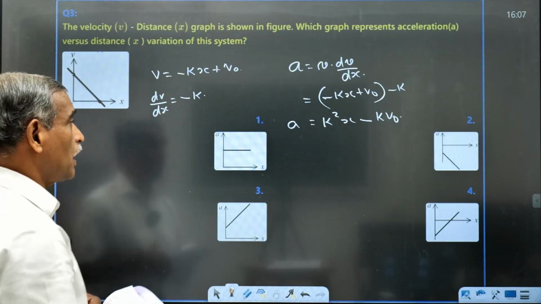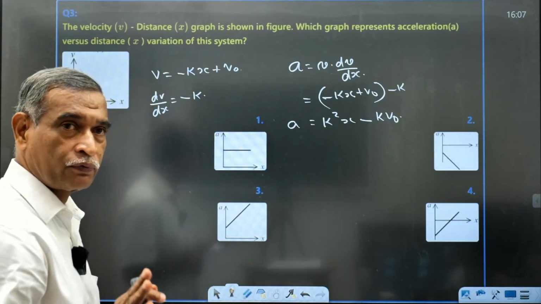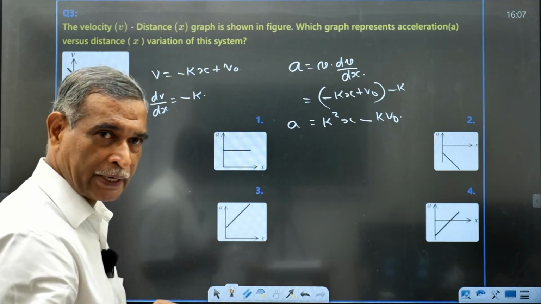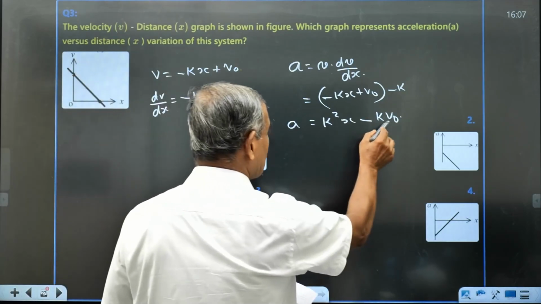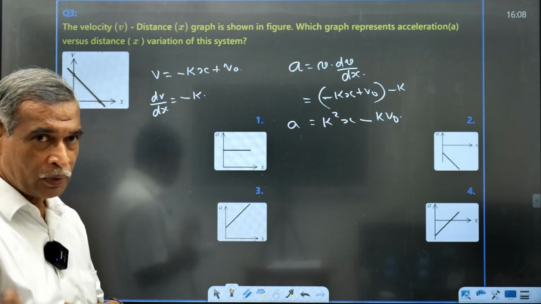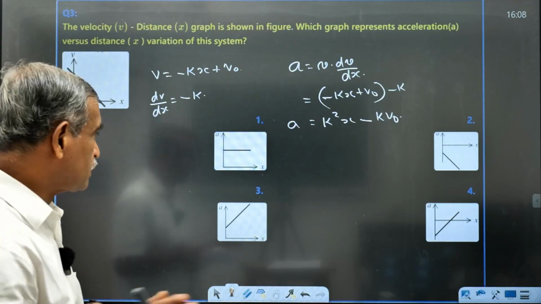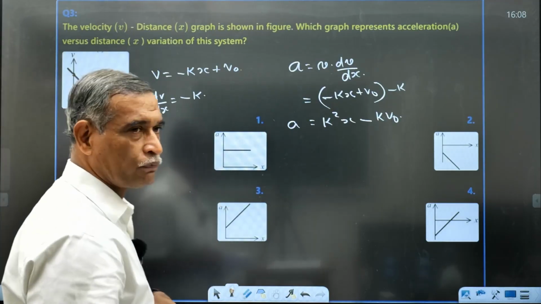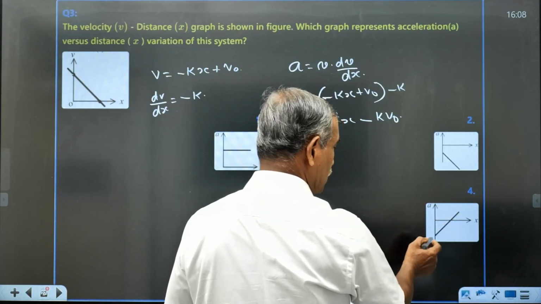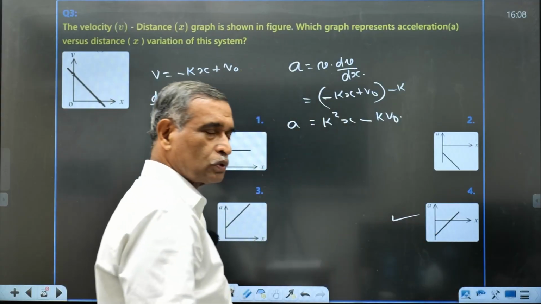In the acceleration equation, you can see the constant depends on x, but there is a linear graph. Slope is positive, k square. And the y-intercept is negative. That means a straight line with positive slope and negative y-intercept. Go through this and get the option for that. This is the graph in which you can see positive slope and negative y-intercept, and therefore this is our option. So the option is 4.